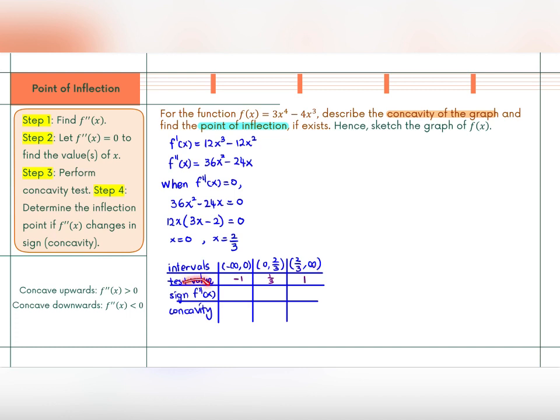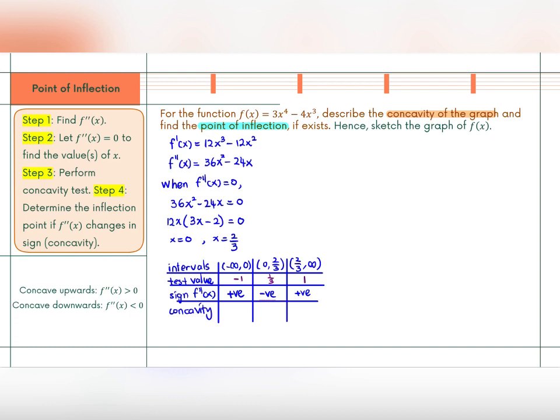Let's look for the sign of our second derivative. So, substitute these test values into the second derivative. Alright, so when x equals negative 1, the sign of the second derivative is positive. Okay, and when x equals 1/3, the sign will be negative. And when x equals 1, the sign of our second derivative is back to positive.